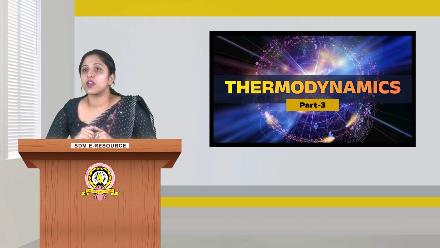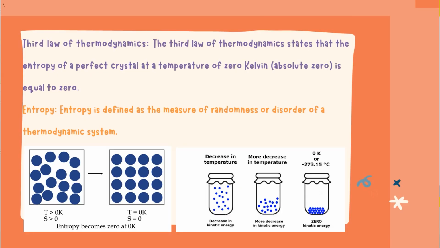Next, the third law of thermodynamics. It states that the entropy of a perfect crystal or solid at a temperature of 0 Kelvin, or absolute zero, is equal to 0. Now what is entropy? Entropy is defined as the measure of randomness or disorder of a thermodynamic system. In the first diagram we can see that when T is greater than 0 Kelvin, entropy is greater than 0. And when T is equal to 0 Kelvin, entropy reaches 0.